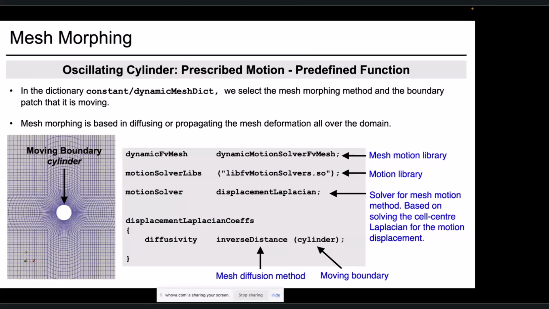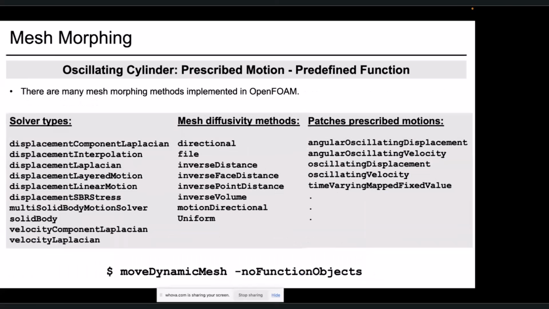On the left hand side, in the example of the moving cylinder case, I have defined the boundary of the cylinder as a patch and named it cylinder, which is my moving boundary. Now, you might wonder what other types of solver, diffusivity method and prescribed motions are available. These are the list of them, and you can get it easily from the source code of OpenFOAM by grabbing the keywords.